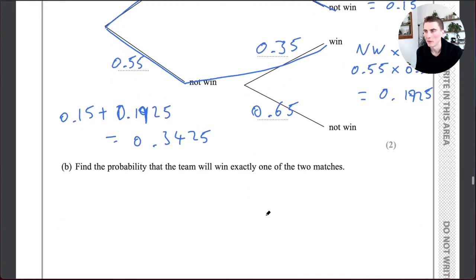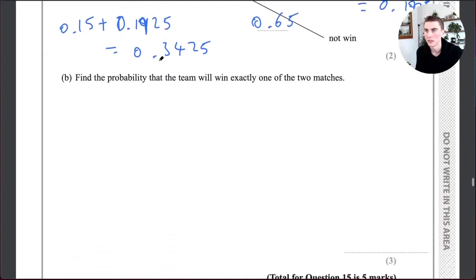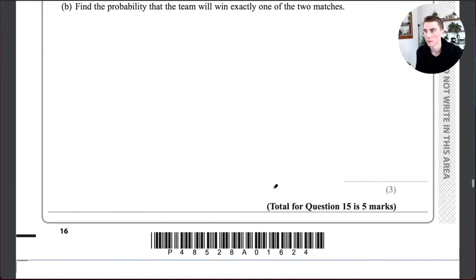I think leaving it to 2 decimal places would be fine anyway. So if we put 0.34, that'd be fine.